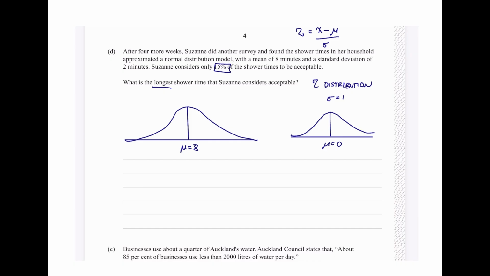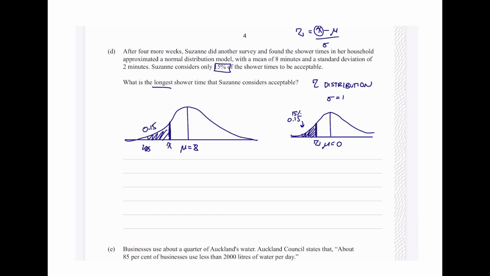Here only 15% of the shower times are acceptable, so this area here should be 15% or 0.15. Essentially we can use the inverse normal to get the z-score, and then use that z-score to calculate the value of x, which is what we want to do for this part. So we know that we've got 15% of the area. We want to know what the value of x is, but how do we do that?